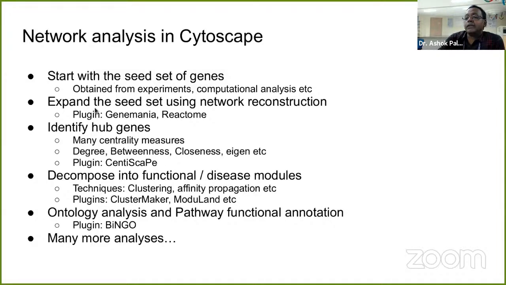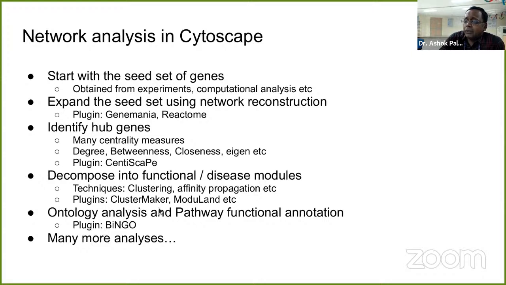Once we have this part complete, we can decompose the network into modules. For this, we can use clustering or affinity propagation, all these different techniques. These techniques are implemented in many different Cytoscape plugins, like ClusterMaker, Moduland, and others. Then we can get some disease modules, and some of the genes within these modules would be candidate disease genes. So there is a vast ecosystem of plugins that you can use to further analyze the networks that have been reconstructed. The network reconstruction is the key part.